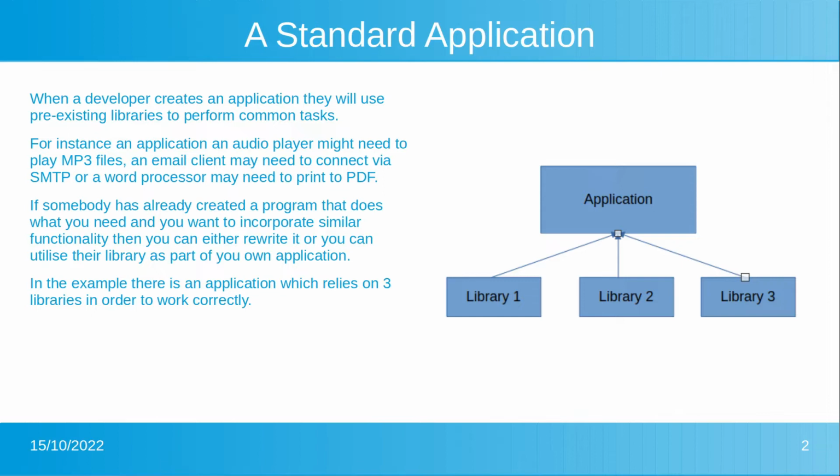For instance, if you wanted to save documents to PDF format, you wouldn't write the save to PDF format from scratch. You would use a library that already does the print to PDF. In the same way, you would use an SMTP library or an FTP library or other libraries that are already pre-written. So in my example on the right, there's a single application and it uses 3 libraries.